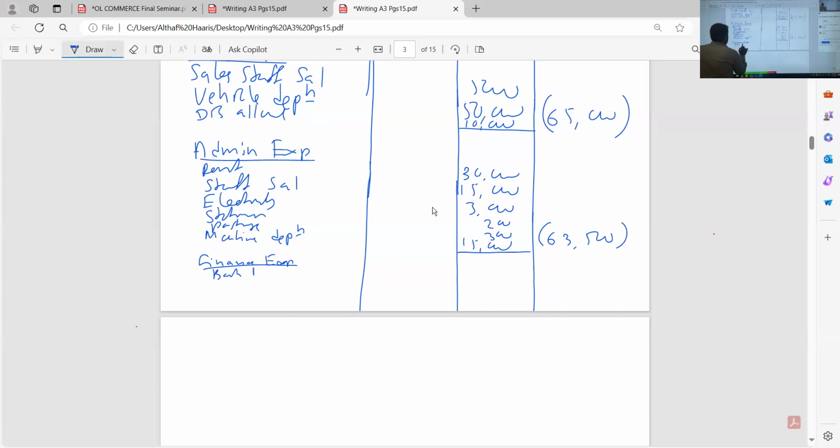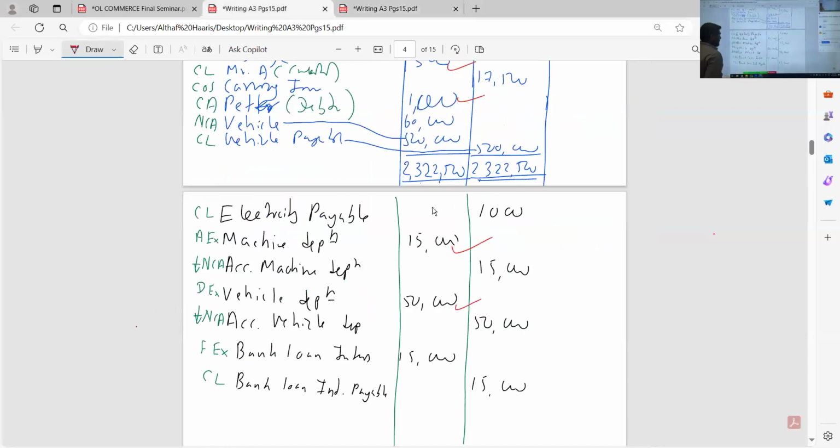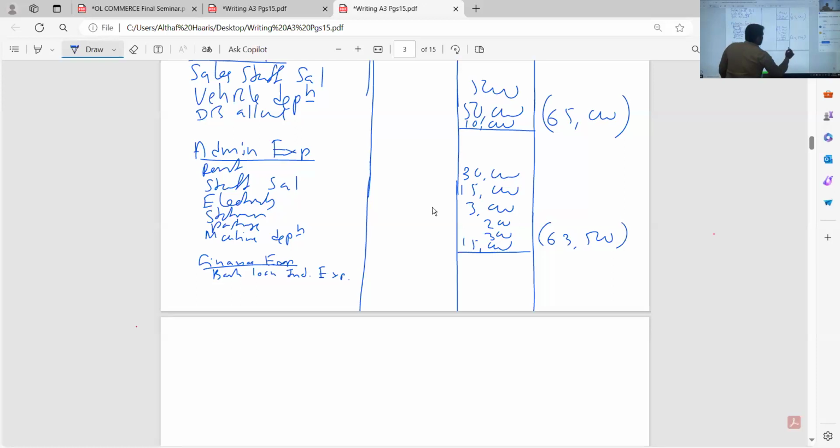Finance expense. Bank loan interest. Loan interest expense 15,000.